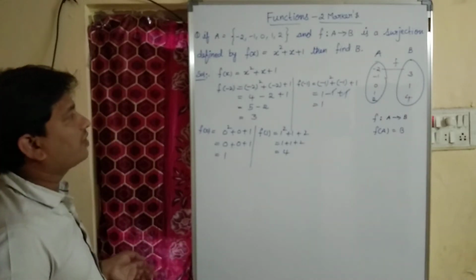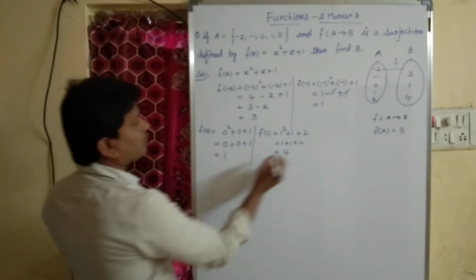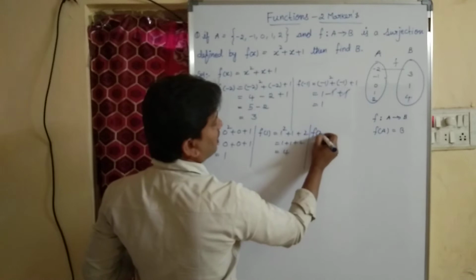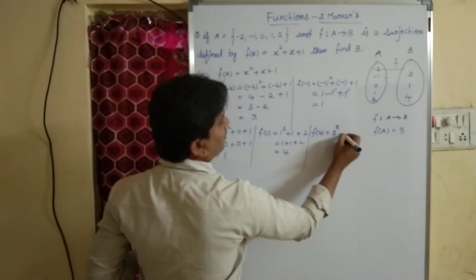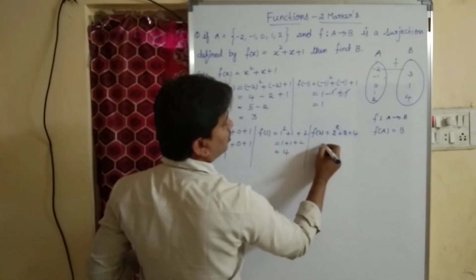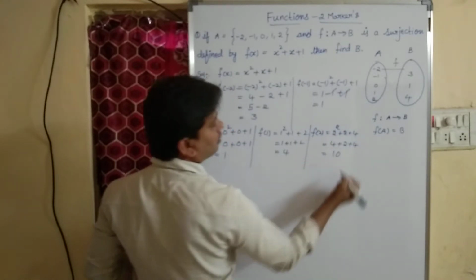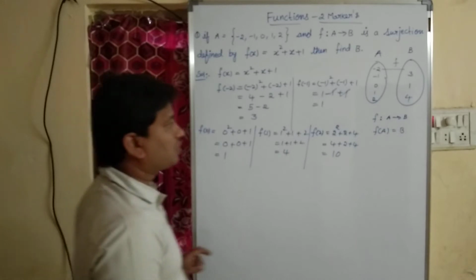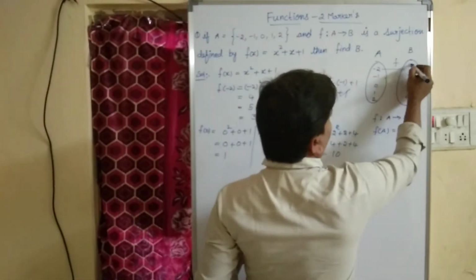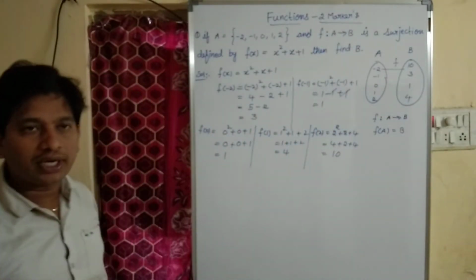Okay. Now let us find f(2). f(2). In place of x we have to substitute 2, children. 2 square plus 2 plus 4. 2 square is 4, plus 2, plus 4. 6 plus 4, 10. So which is equal to how much? 10. f(2) value is 10.